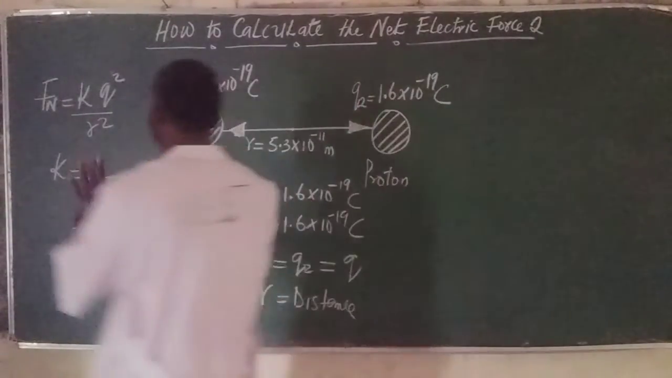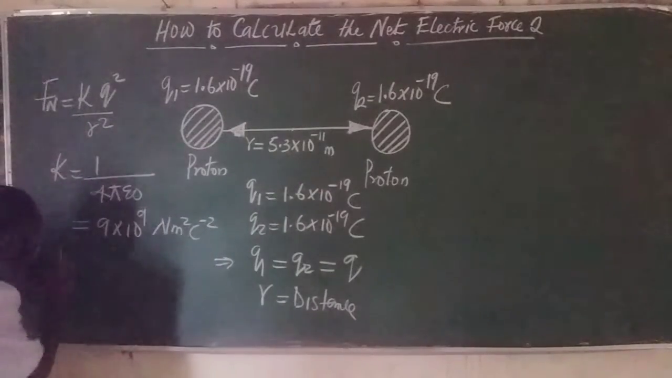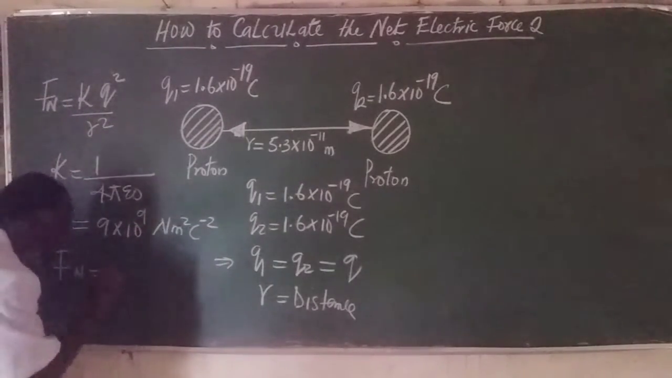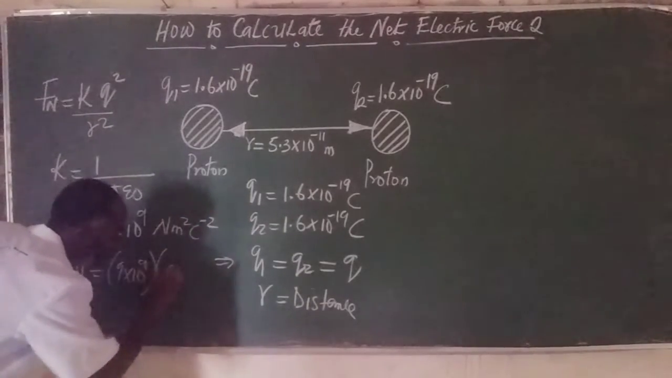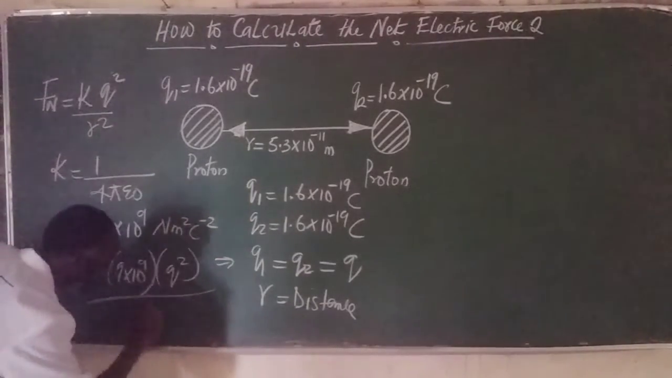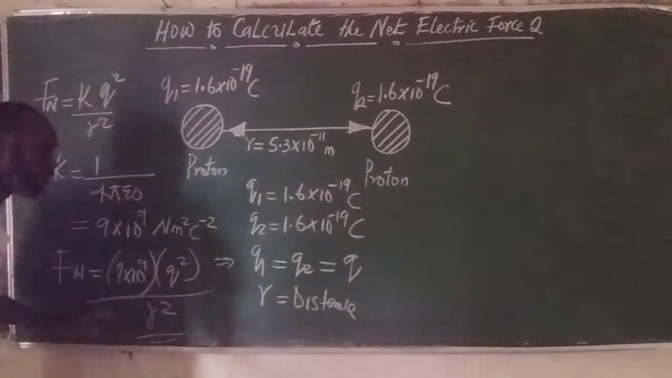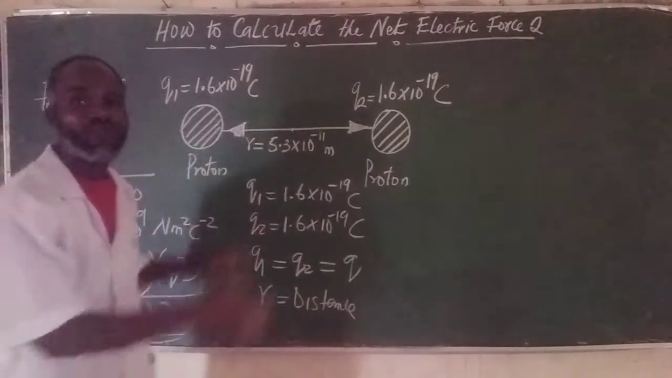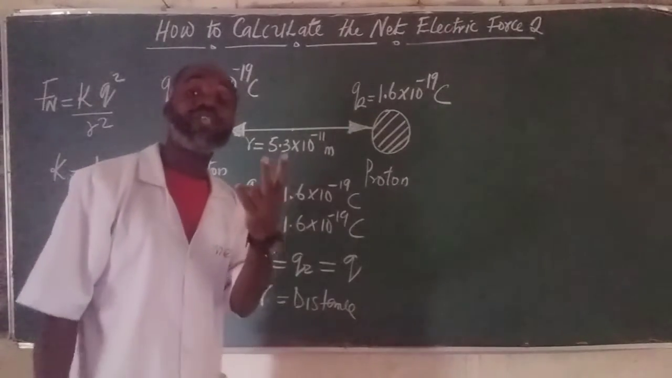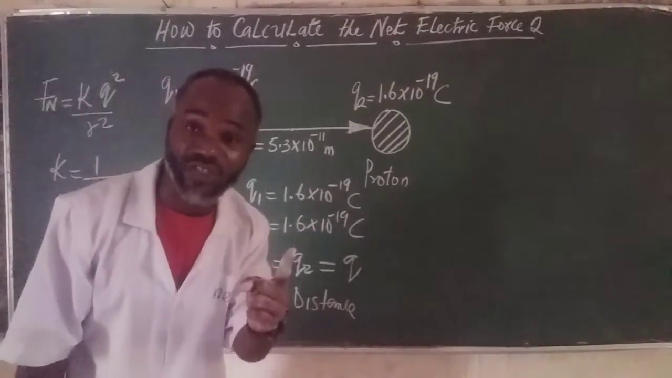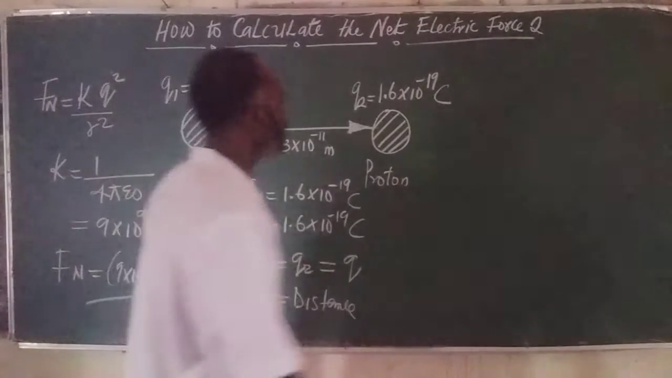Our formula now becomes Fn equal to 9 times 10 raised to the power 9, and then Q squared all over R squared. With this, we can now find the net force acting on the protons, even though they are two. They have the same charge. Take note of that.